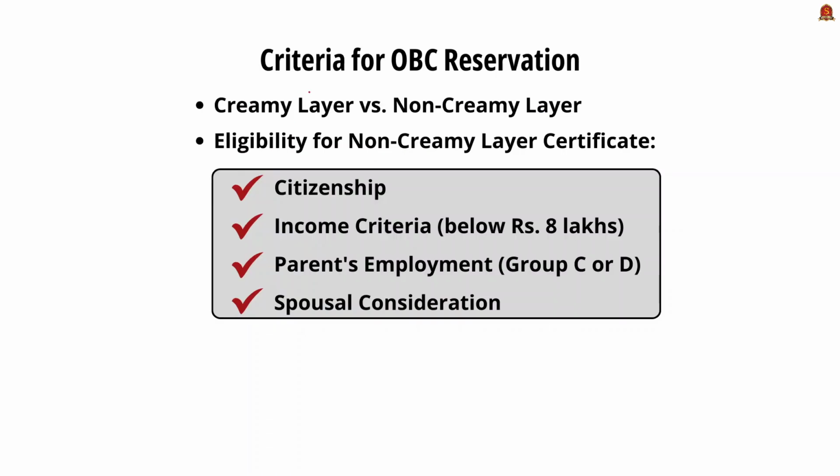Now let us see the criteria for OBC reservation. First let us see the eligibility for non-creamy layer certificate. You should be citizen of India. Your parents' annual income should be below 8 lakhs. The parents' employment should be either Group C or Group D. If your husband is central government employee and your parents do not have a stable source of income, you may still be eligible for applying non-creamy layer certificate. So these are the important things to note under non-creamy layer.